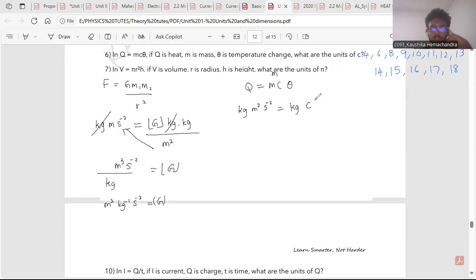So you can take it as per Celsius even. It's easier to take it in Kelvin because we have to find C again. Kilograms get cut with kilograms. The Kelvin goes to the other side. You get meter square per square second per Kelvin equals C. When this goes down, it's divided by K, that K goes up, it's per Kelvin.